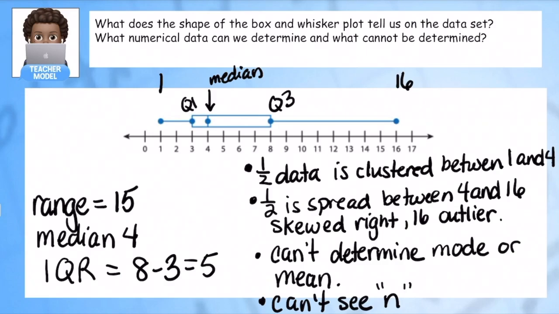And that's the thing. This is a visual that is very simplistic. It just tells us where our data is clustered, but we're not going to be able to tell what the most popular data is. We can't really calculate mean or have any other specifics besides what we see here with our quartiles. Hit pause and jot this down in your notes.